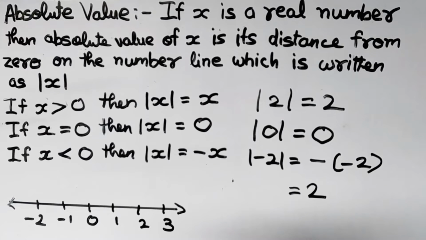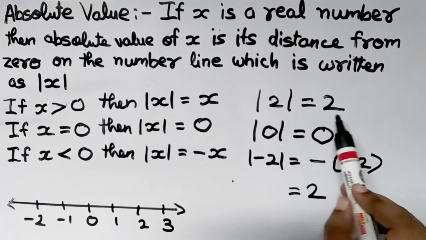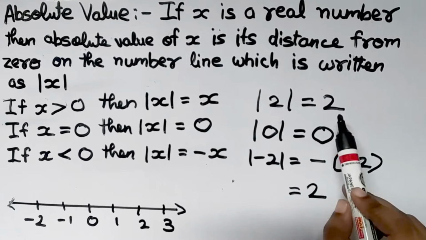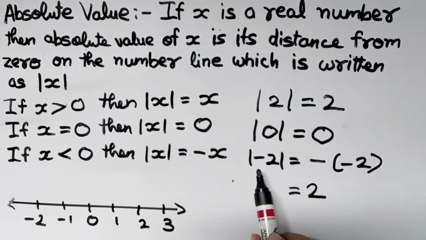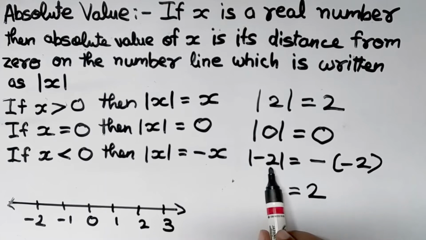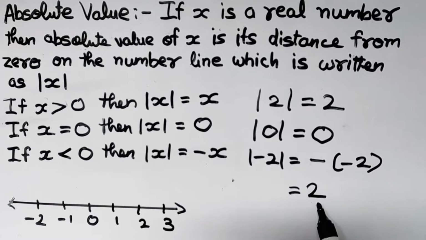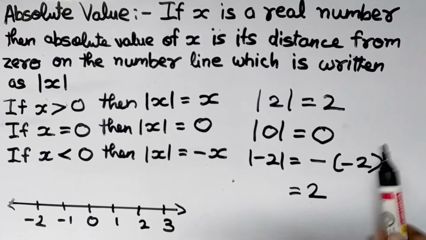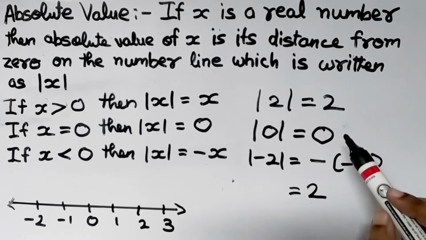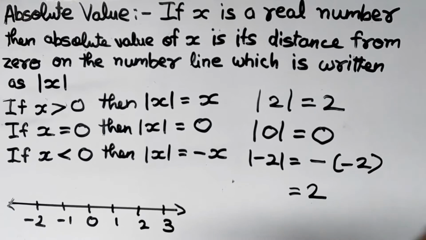From the number line also you can see minus 2 is here and 0 is here. The distance of minus 2 from 0 is how much? 1, 2. So the absolute value of minus 2 is 2. When a number is positive, the absolute value of that number will be the same number. The absolute value of 0 is always 0, and the absolute value of a negative number will be the opposite of that number. From this you can see the absolute value of a real number is never negative.